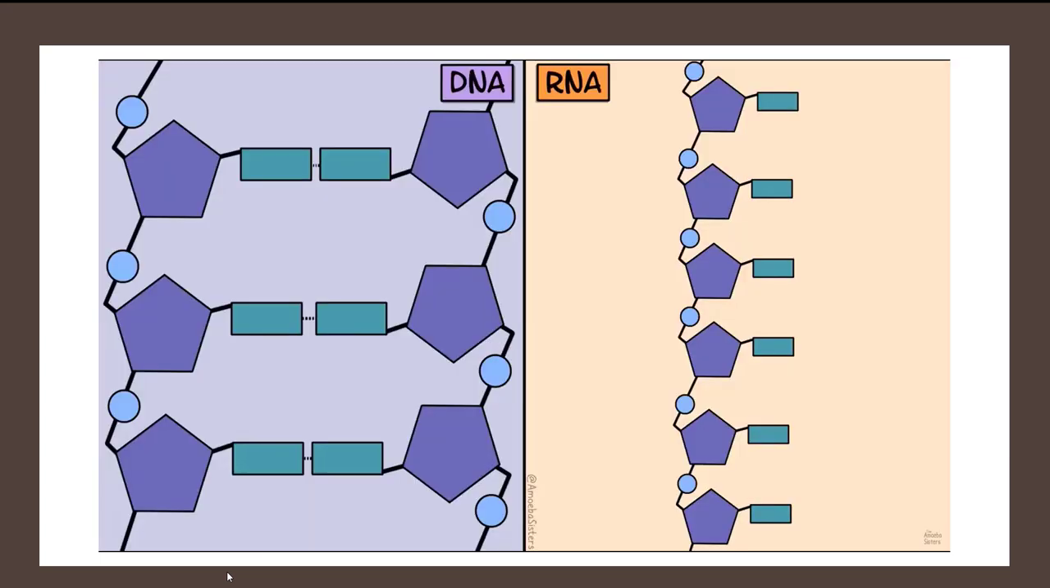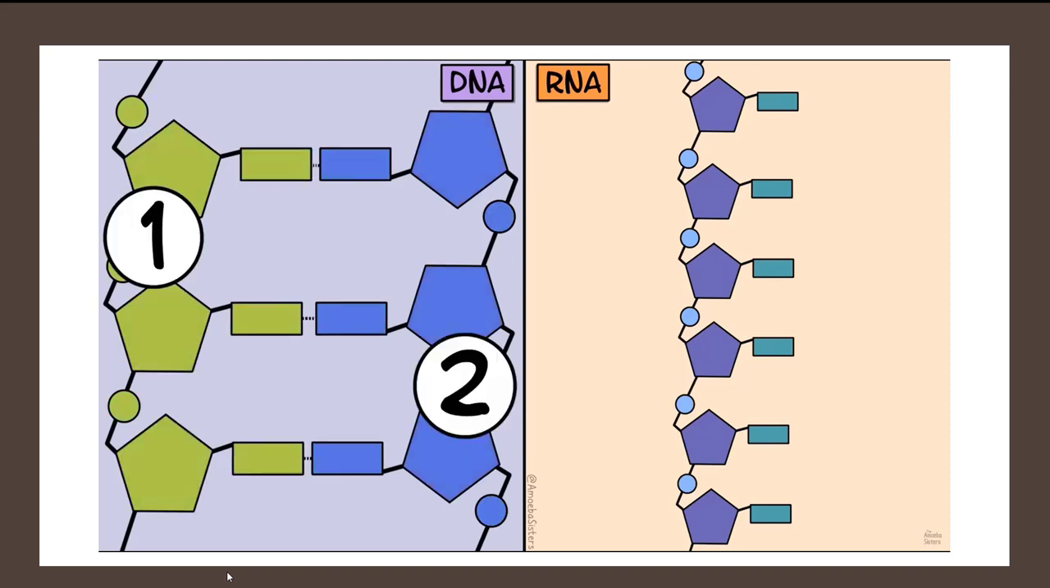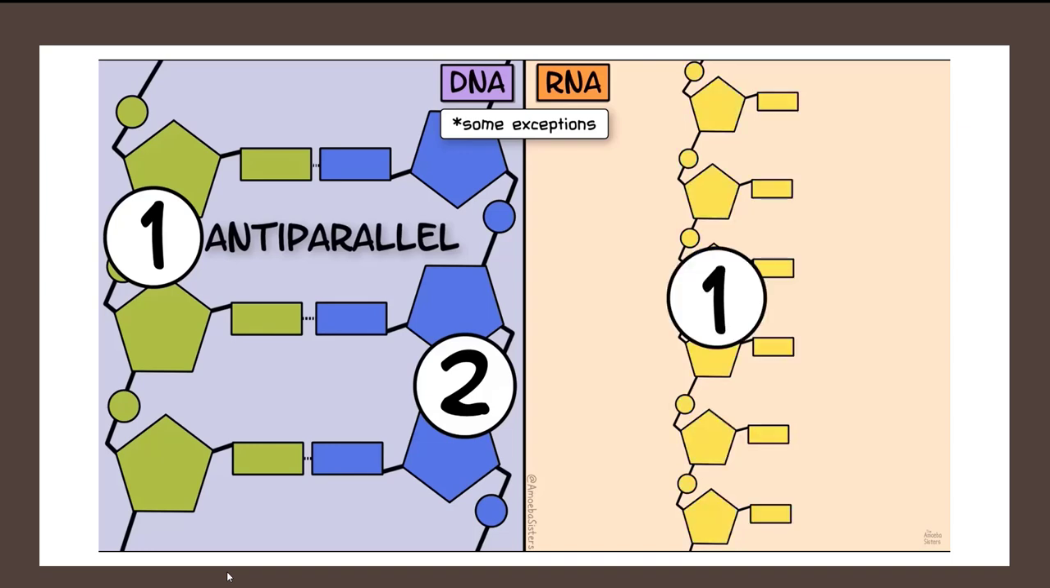Let's draw 6 nucleotides of DNA and 6 nucleotides of RNA. DNA is generally double-stranded, and if focusing on these 2 strands of nucleotides here, you can see they run anti-parallel to each other. RNA is generally single-stranded, so you are just seeing 1 strand here.